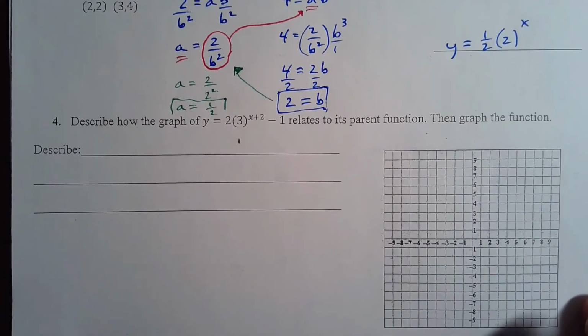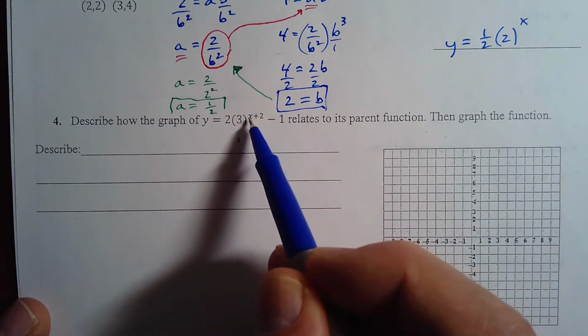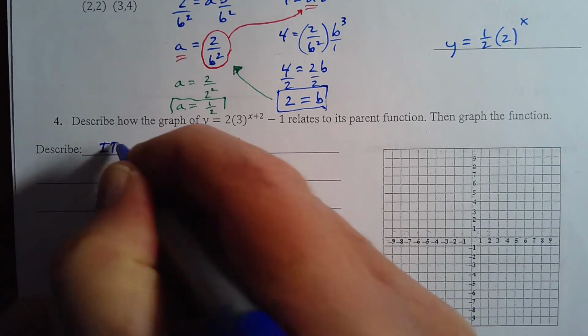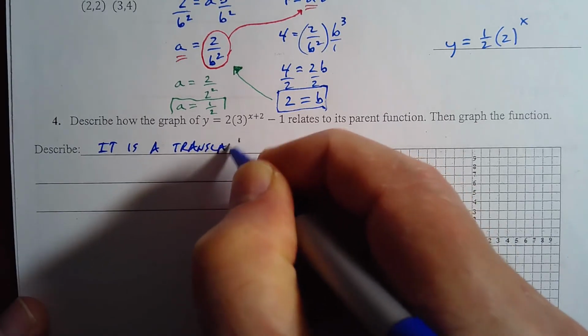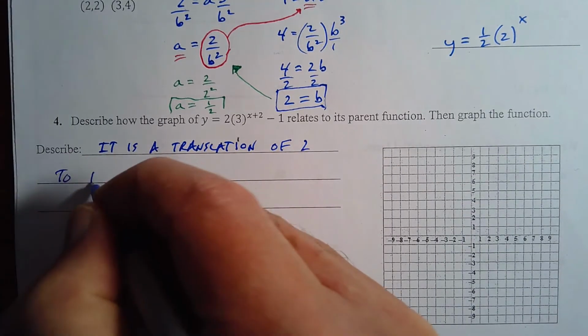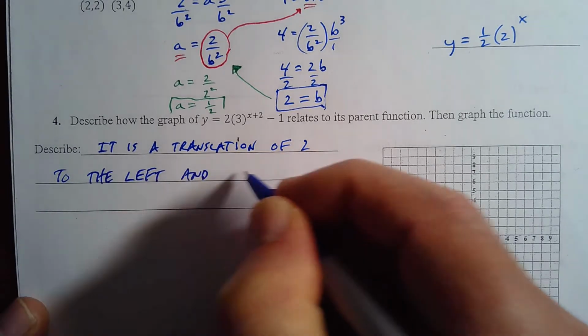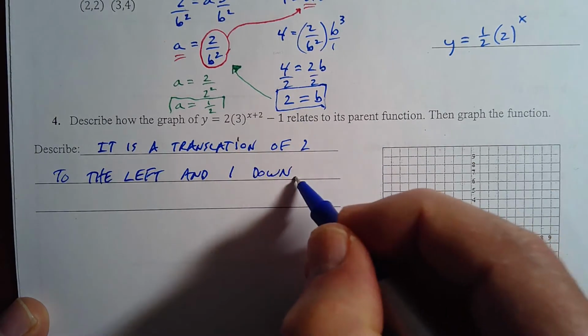Alright, this last one on this page deals with translations and these exponential functions. So the horizontal piece, that's the x piece. What zeroes it out? A -2 does, so that would be moving 2 to the left. So it is a translation of 2 to the left and 1 down. Let's take a look here.